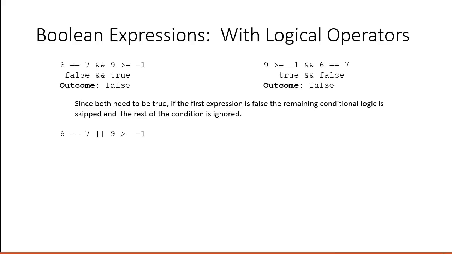So here, is 6 equivalent to 7, or is 9 greater than or equal to -1? Well, an or statement means if one or both of them are true, then the outcome is true. So 6 equivalent to 7 is false. 9 is greater than or equal to negative 1 is true. The outcome is true. So here's an or. Is 9 greater than or equal to negative 1? That's true. Or is 6 equivalent to 7? That's false. So again, since one of the two is true, the outcome is true.